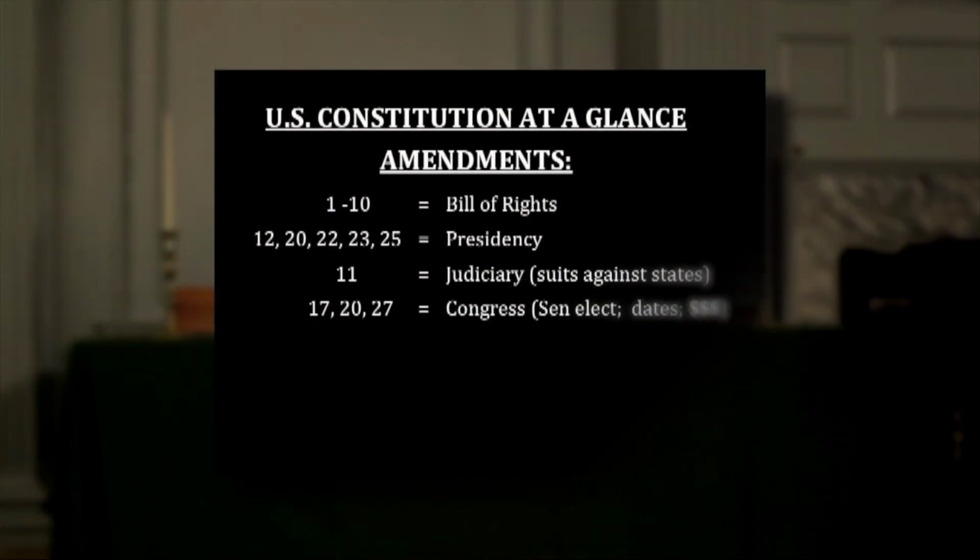Okay, three amendments in our next bucket. This is the congressional amendments. So we have three amendments actually affecting Congress. The 17th and 20th we already talked about. The 20th affected Congress and the president, so it's in both those buckets. So the 17th and 27th. The 17th is, in my humble opinion, the second worst amendment to the Constitution.